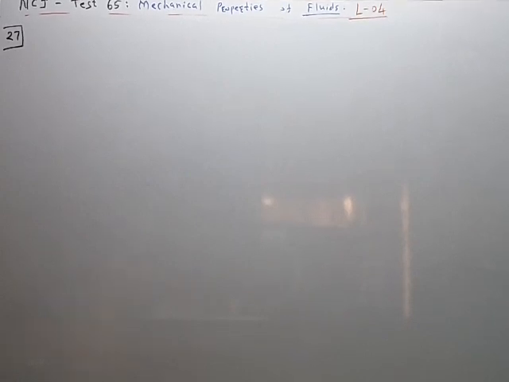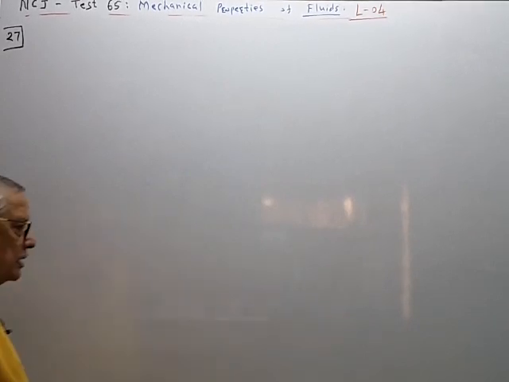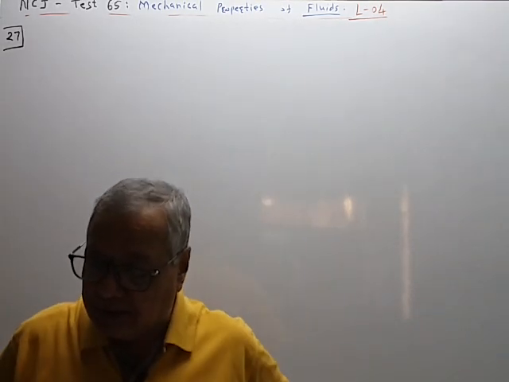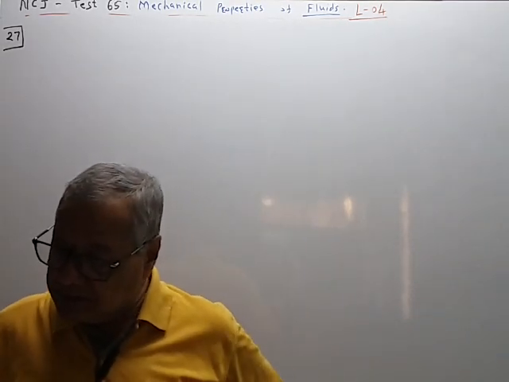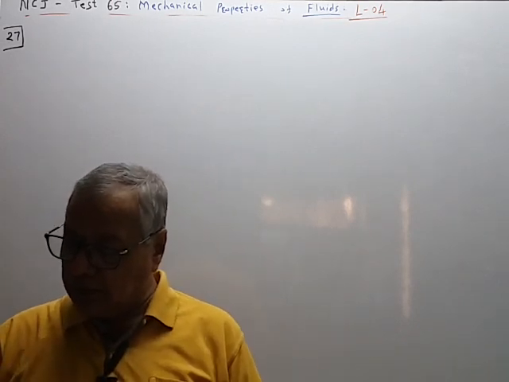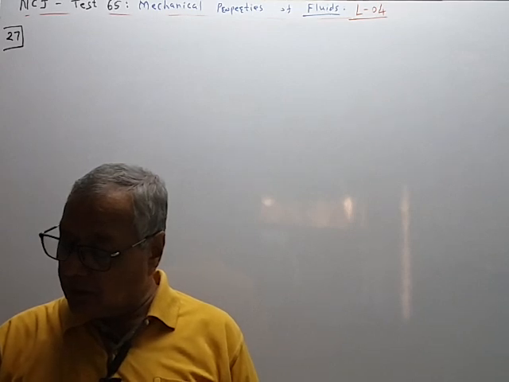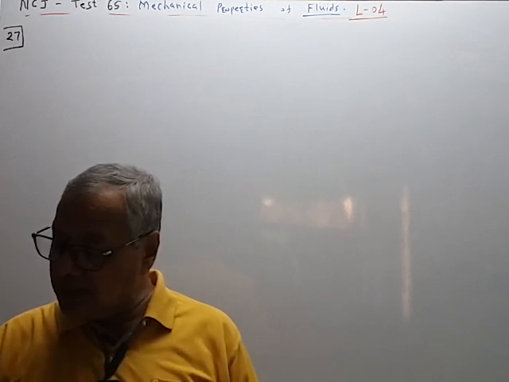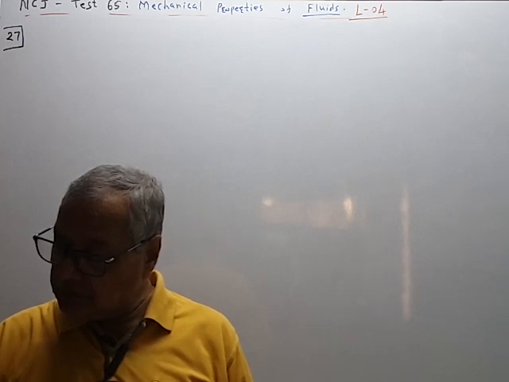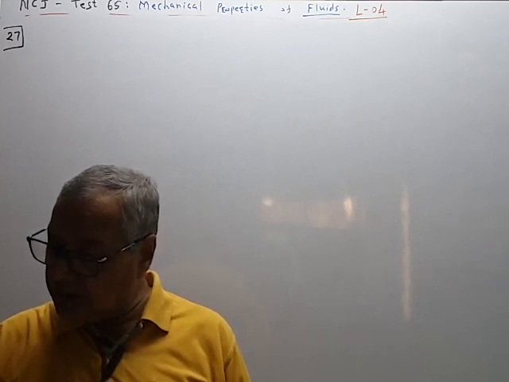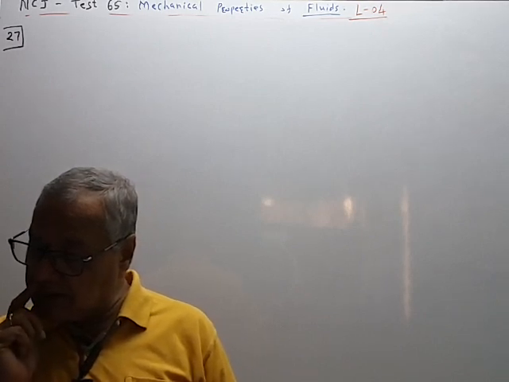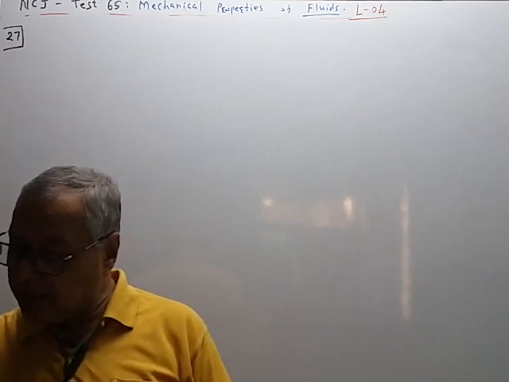Next problem, 27. Last time we have seen 25 and 26 already; we have taken problem number 17. 27: If the excess pressure inside a soap bubble is balanced by the oil column of height 2 centimeter, then the surface tension of the soap solution will be... R is given 1 centimeter and density D is equal to 0.8.